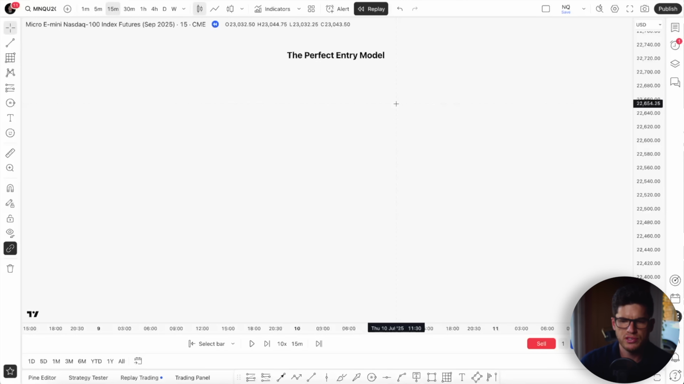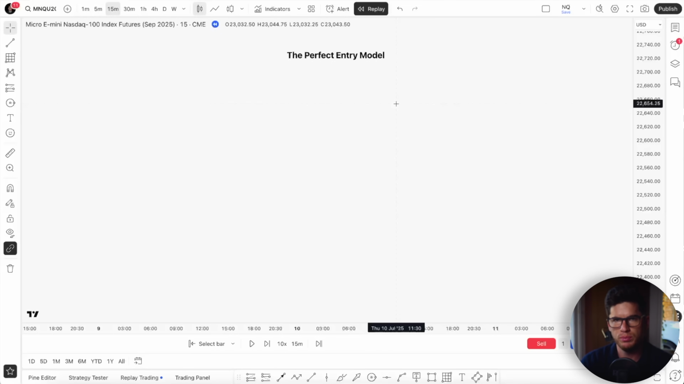Now, there's two things that my entry model consists of. The first thing is what we've just covered, that higher time frame structure. Are we in a trending market? Are we near a liquidity pool, or have we recently taken higher time frame liquidity, and do we have a structural target to aim for?